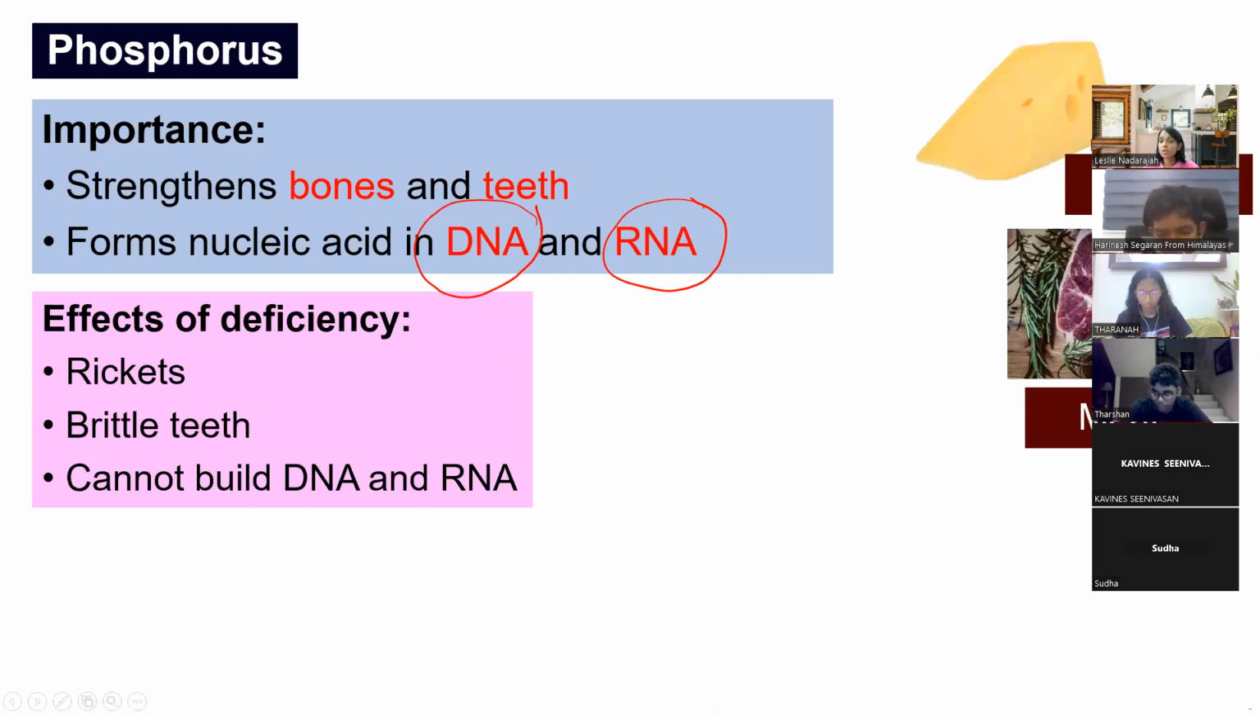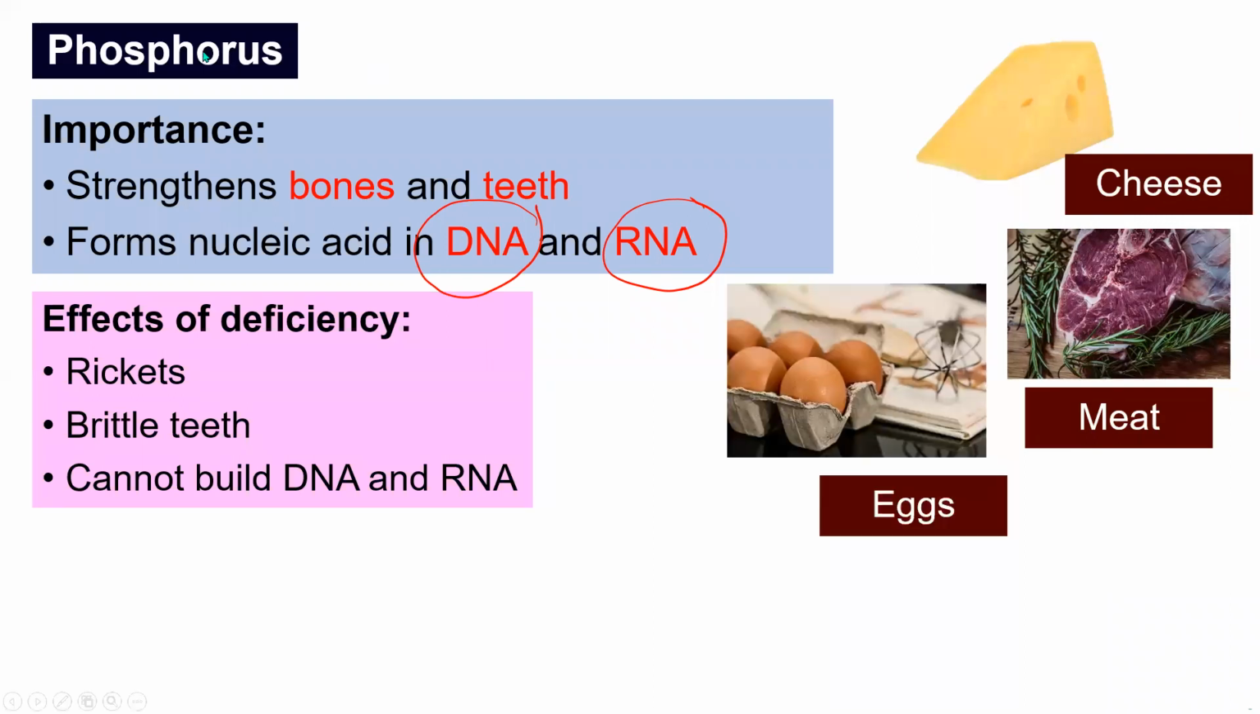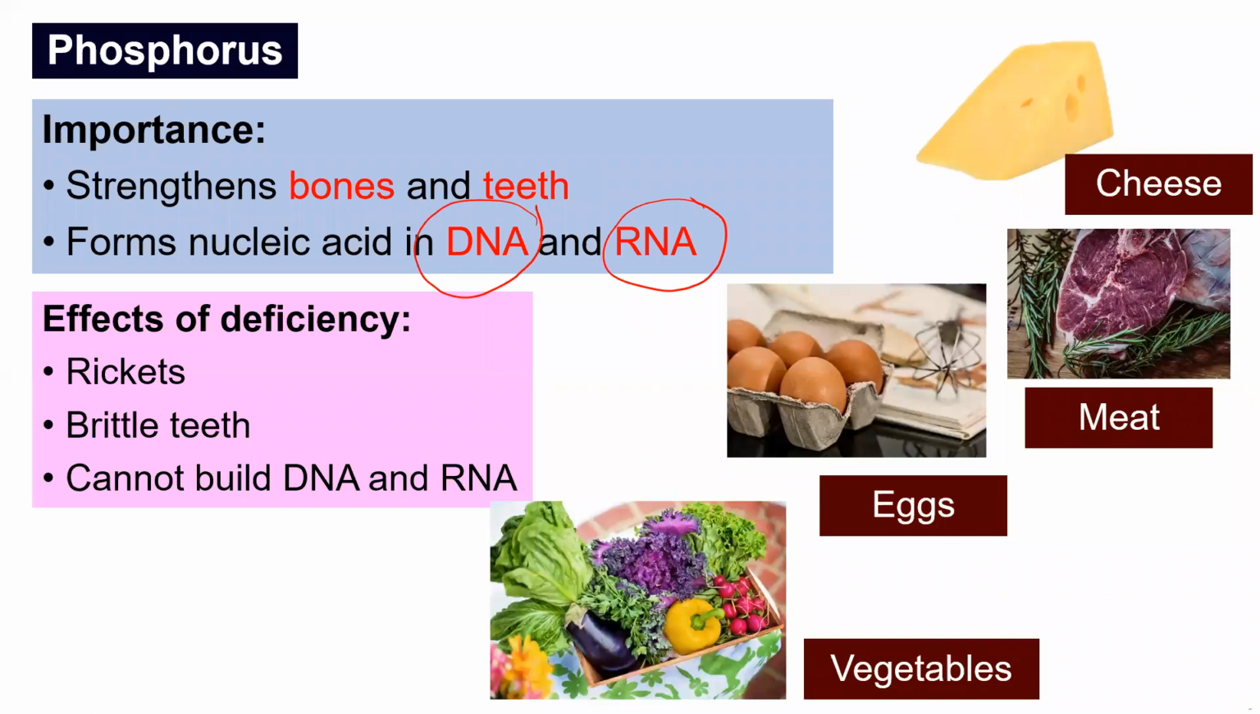Phosphorus you can find in cheese. So you can tell your parents, Mommy, buy cheese for me. And if they say no, but Mommy, that's my source of phosphorus. So again, we see a lot of eggs, a lot of meat, a lot of vegetables. So you don't see a lot of rice needed, huh? So you don't need to eat a lot of rice actually. You only need to eat a lot of meat, vegetables, and eggs.